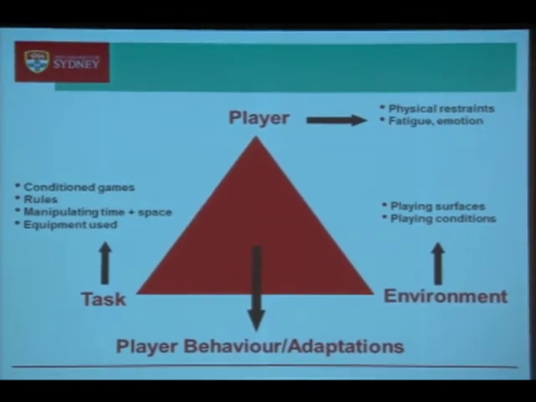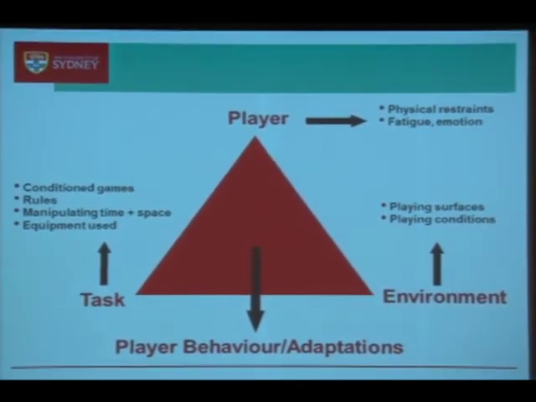Some of the organizations are embracing models like this, Karl Newell's constraints-based model of learning, where in essence the model argues that the behavior observed in the players, or the adaptations that the players take part in, are largely the product of a confluence of constraints. And these constraints relate to player characteristics, environmental characteristics, and the constraints of the task themselves. And the challenge for the coach, in essence, is to act as a catalyst to identify all these different constraints and how they shape and mold the learning environment.